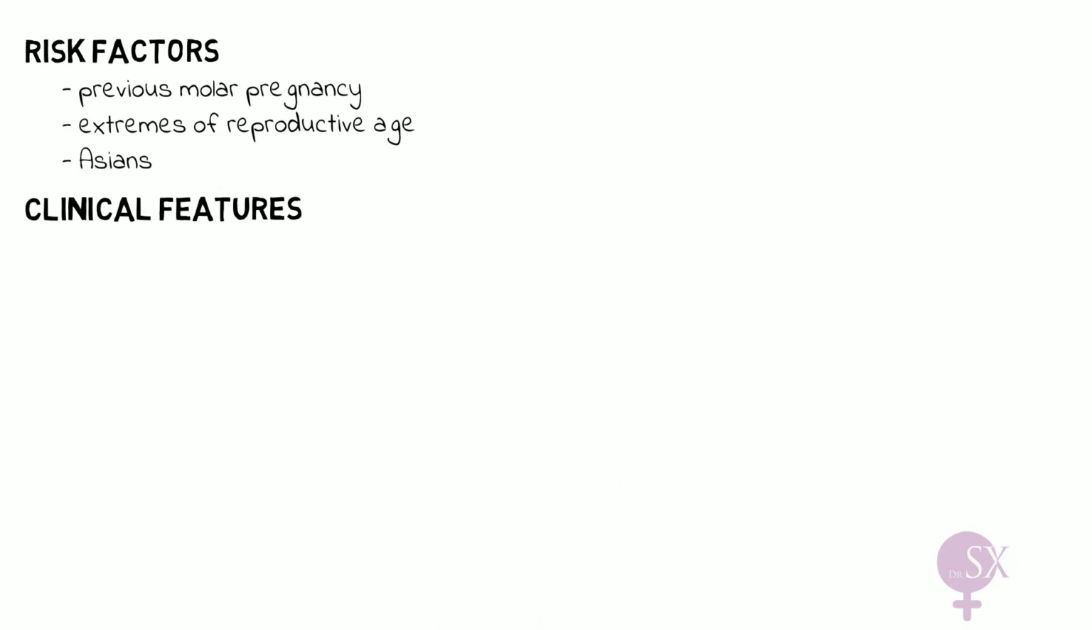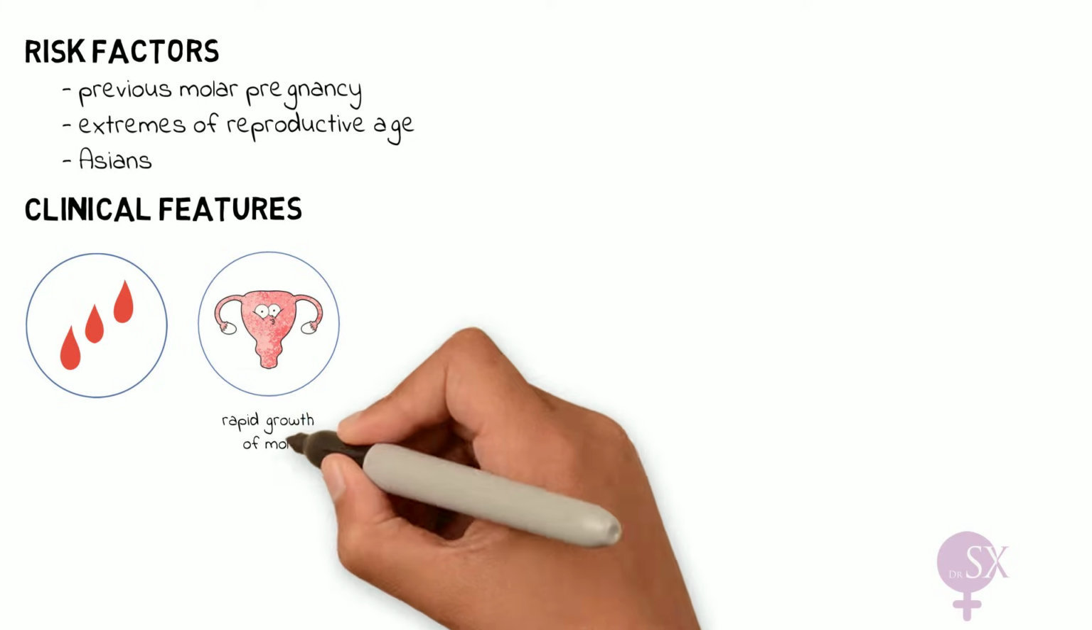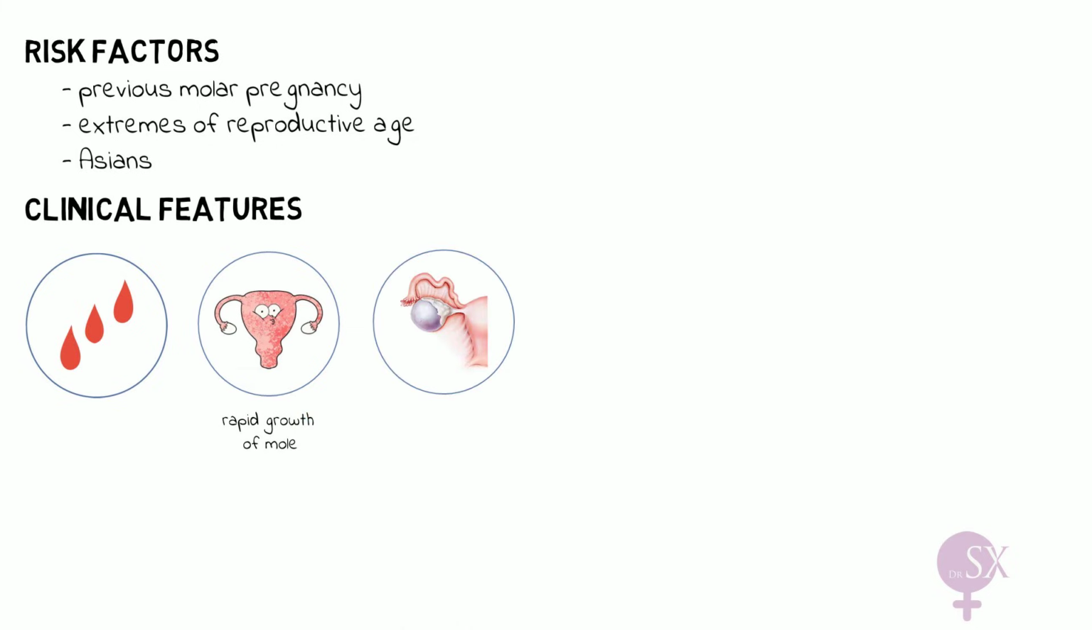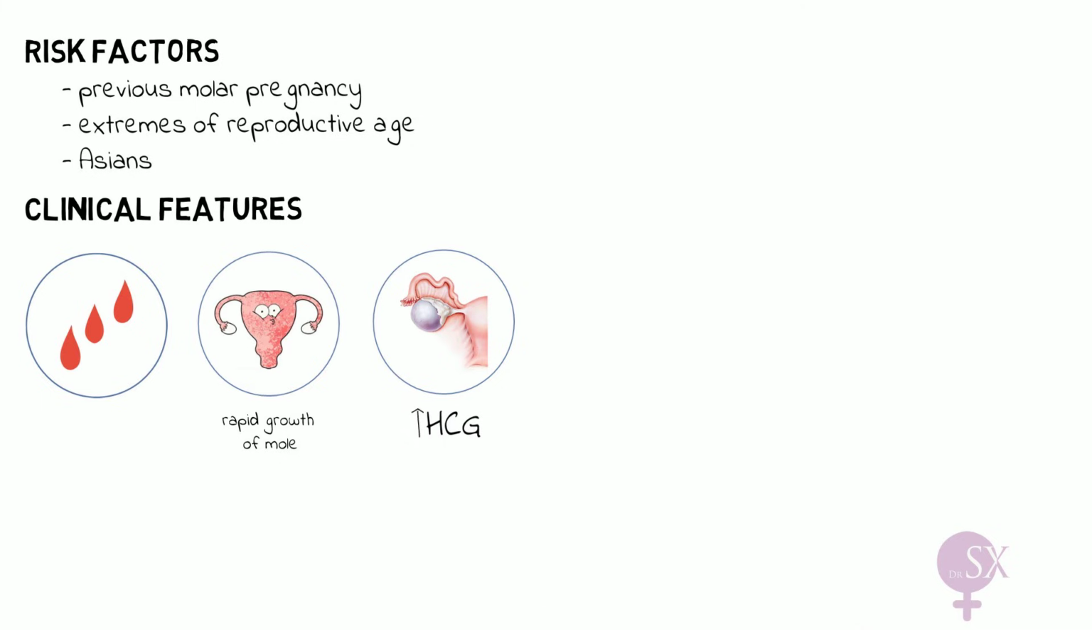So, presentation now. Patients with a molar pregnancy might present with bleeding PV. They may present with an enlarged uterus due to the rapid growth of the mole. They might also present with ovarian cysts, which are secondary to the high levels of HCG. And these might actually become quite large, which cause abdominal swelling. They might even result in torsion of the ovary, as the ovary will twist on itself, restricting its blood supply, and the patient will present in severe pain and might need surgery to remove the cyst.